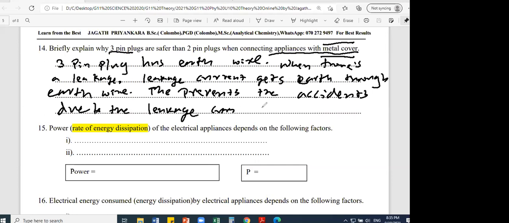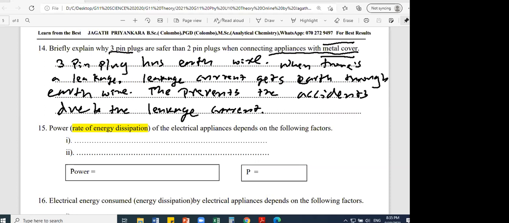Then the trip goes off. Whenever the trip goes off, you should understand that there's a leakage of electricity from the main circuit. But when you are using 2-pin plugs, the earth wire is not available. Then the leakage current gets to earth through your body to the ground. Then also the trip goes off, but then you get electrocuted. Using 2-pin plugs or 3-pin plugs, you can get electricity, no problem, but 3-pin plugs are much safer.